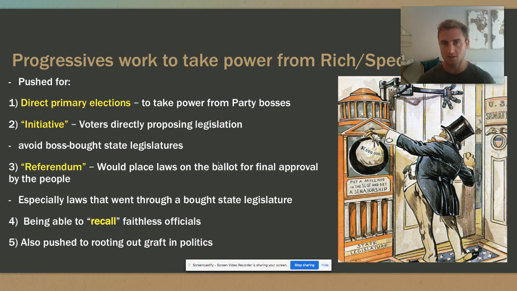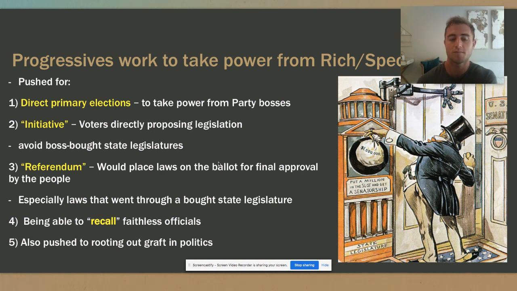What are progressives going to work to do? Well, in politics, it's all about rooting out corruption. First of all, direct primary elections so that the people can come in and decide who their candidate for president, for instance, is going to be. Previously, that was decided only by the leaders of the party. Now this could be decided by the people, which makes a ton of sense, obviously.